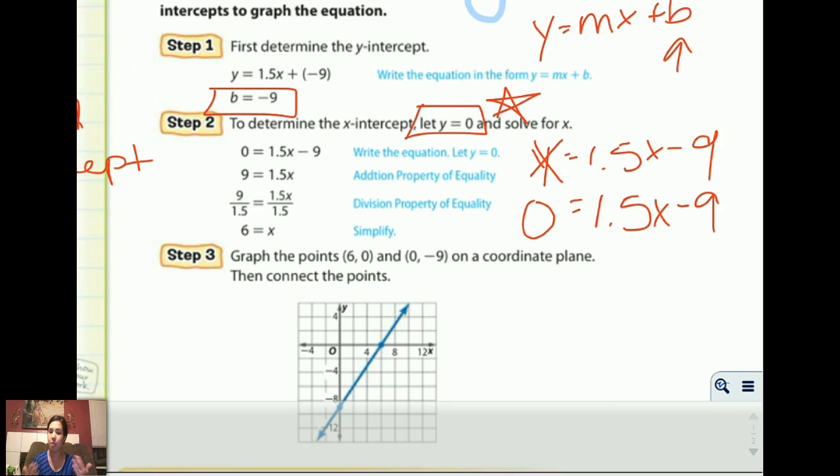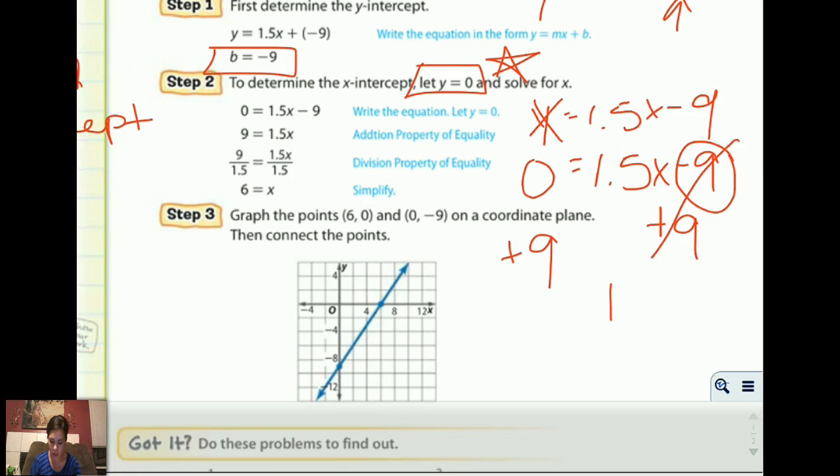You need to know a little bit about algebra to be able to solve for this. Remember, I told you that in algebra we do opposites. So if it's a minus 9 and I want to get rid of it, I'm going to add 9. So that cancels, and I have 1.5x is equal to 9. I just moved it to the other side by doing the opposite. Okay? Right now I have 1.5x is equal to 9.